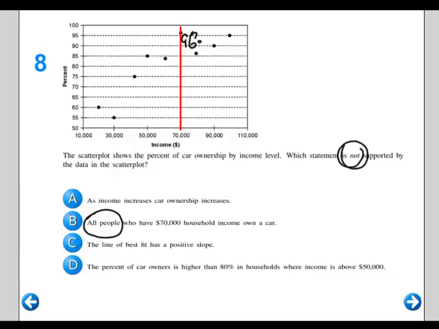Now, just to double check, the line of best fit has a positive slope. We know the line of best fit basically has some above, some below, maybe some on the line. Yep, positive slope. And the percent of car owners is higher than 80% in households where income is above 50. So if I took that up, yep, all of these are above 80%, which is right there. All of these are above when you make 50,000 or more. So we did have the right answer.